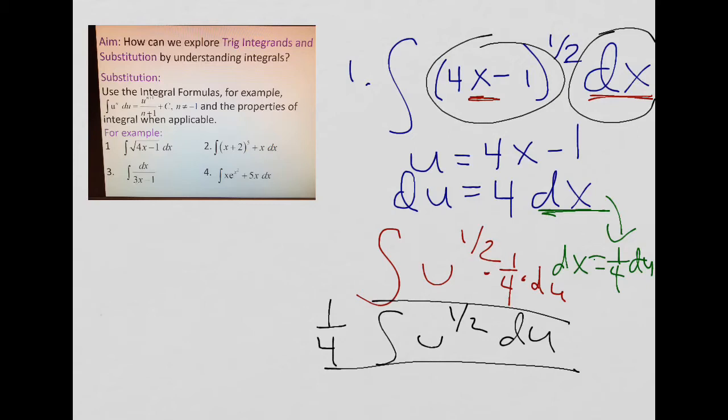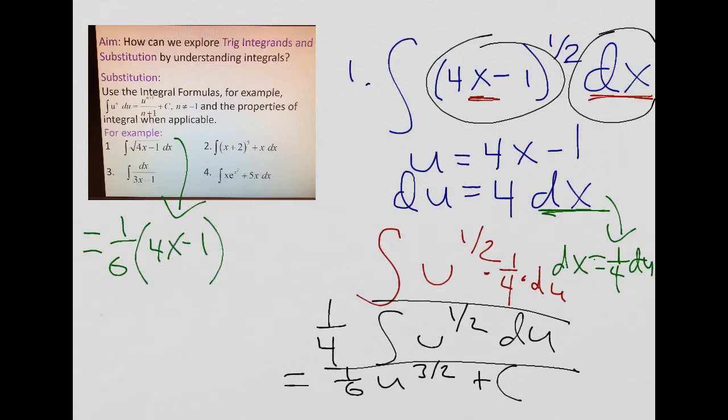So now, when I integrate this, I'm going to get 1/2 times the 1/4, so that's 1/6, u to the 3/2 power plus c. Now I have to actually replace the u back because I have to answer number 1, and that was in terms of x. So u being 4x minus 1, I now have my final answer.